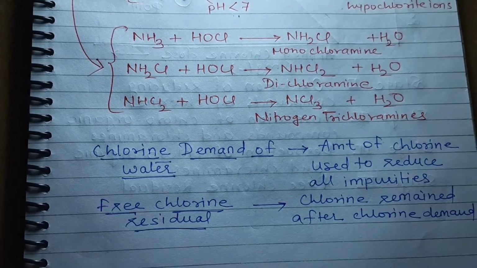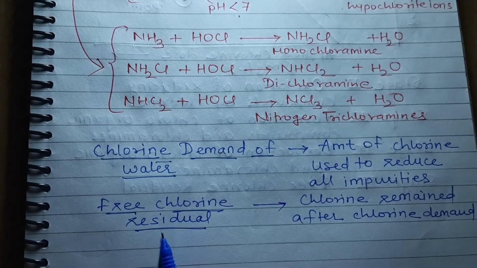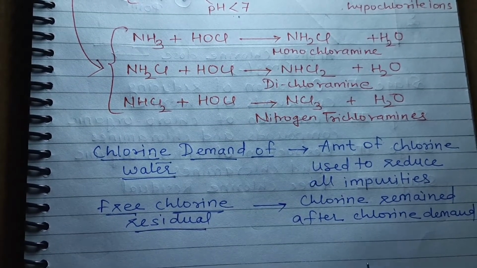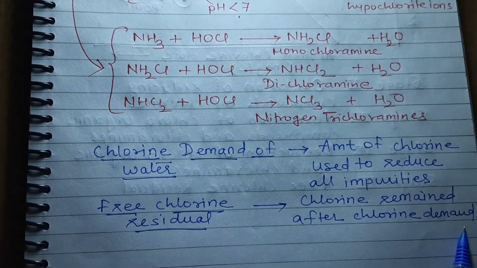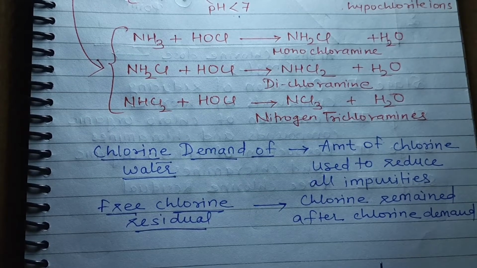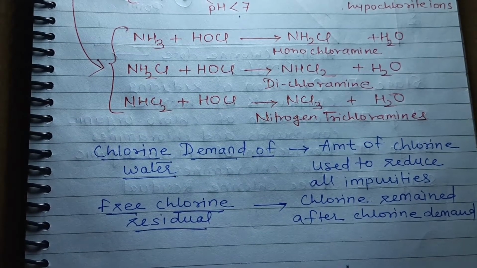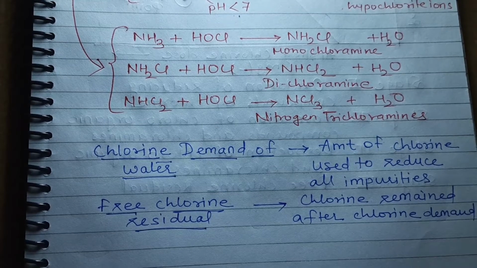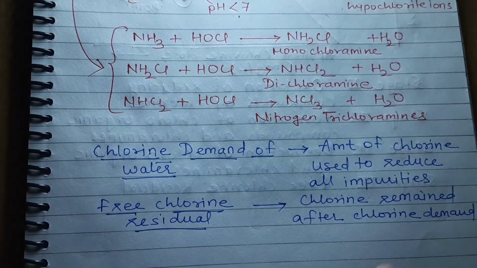And what is free chlorine residual? Free chlorine residual is the chlorine that remains in the water after the chlorine demand. It means when we have added a sufficient amount of chlorine to react with all the impurities, now when we add it further, chlorine will not be used for any oxidation process, and whatever amount you are adding to the water will remain in the water as the free chlorine residual. Now a very important term is here, that is breakpoint chlorination.